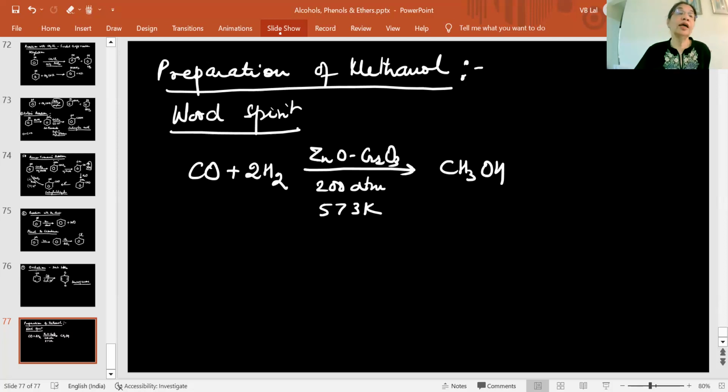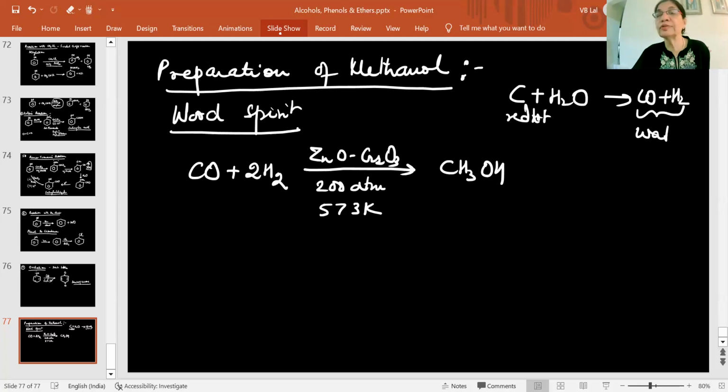Sometimes you make water gas and then add hydrogen. Water gas, you know what it is? You take red hot coke and you pass steam over it. So C plus H2O will give CO plus H2. This is known as water gas. And then you mix water gas with hydrogen, and also you can make methanol. So there are different ways. This is the one mentioned in your book, so I just thought I should tell.